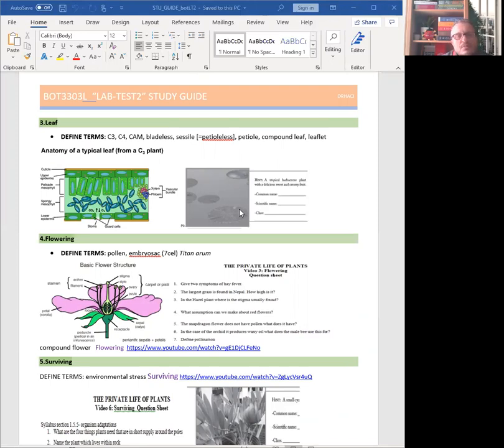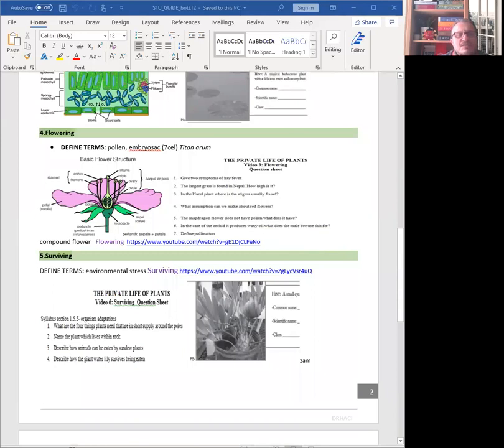For leaf morphology, there are single leaves versus compound leaves, and a leaf can be sessile, like no petiole, or bladeless, like no petiole and no blades, I'm sorry. And then there are compound leaves, which have leaflets. Okay, a typical leaf anatomy you see here, a typical C3 leaf anatomy, includes a palisade mesophyll layer, which doesn't exist in C4. And of course, the stomata, the spongy mesophyll, lower and upper epidermis, cuticle, and guard cells. And then the plant of the week for the leaf lab.